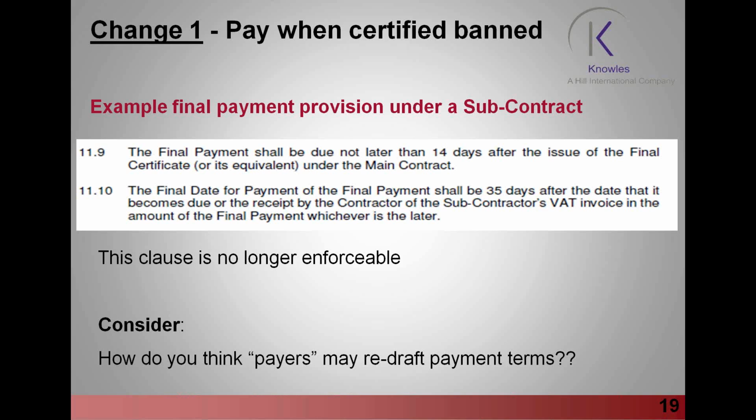I've put there on the slide, how do you think payers then may try to circumvent these new provisions? Well, obviously, a pretty easy way would simply be to say the final payment, including release of retention, shall be due 52 weeks after the subcontractor has finished work on site. But that probably wouldn't be enough for main contractors who want to hold on to, say, ground workers' retention. And so they may be looking at periods for release of retention of 18 months upwards to try and circumvent these new provisions. I'm sure, again, there'll be some interesting case law on this particular issue.